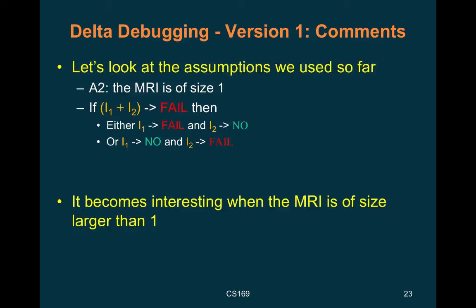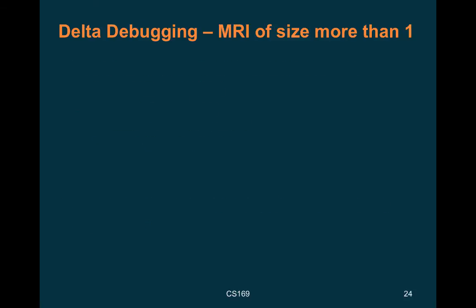So the assumption that we use so far is that the MRI is of size 1. So essentially, if the two halves together result in failure, that MRI is either in the first half or the second half, because it's of size 1. It has to be fully inside I1 or I2. If it's inside I1, it's going to fail. If it's inside I2, it's going to fail, and I1 is not going to fail. So these are the only two cases to worry about if you have monotonicity and MRI of size 1. But if MRI is larger than 1, there's another case you need to deal with. And that's where delta debugging is really special.